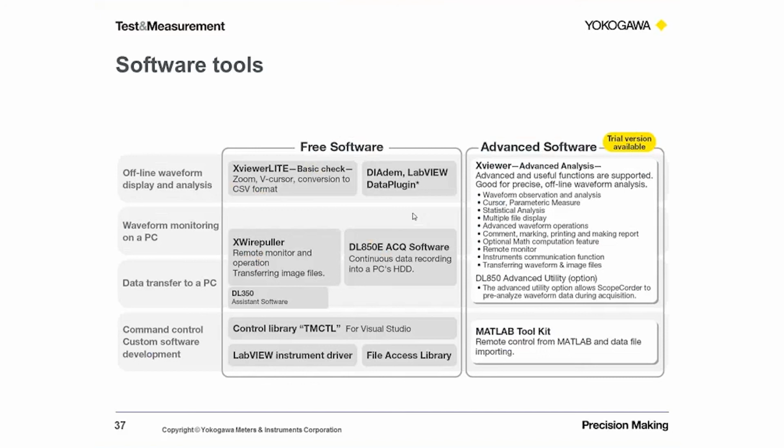Some of which are supporting our own software tools, and some of which are supporting third-party tools. So in terms of our own software tools, we have various flavors of free software. We have essentially a program called XViewer, and as you can see over here, we have an overall XViewer software, which you can download from our website. We have a trial version available for that, which allows you to use full functionality for 30 days.